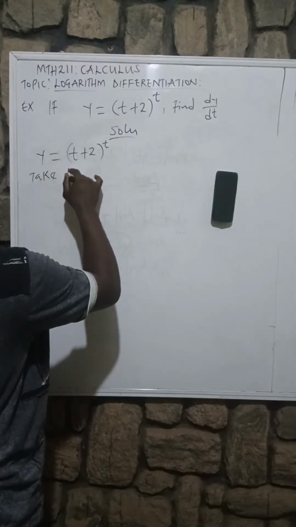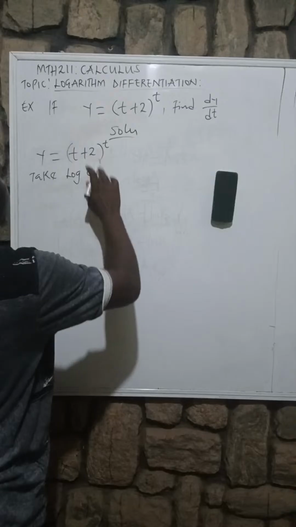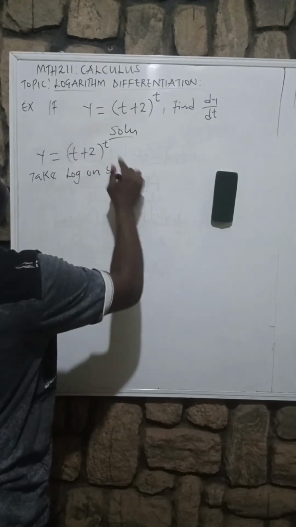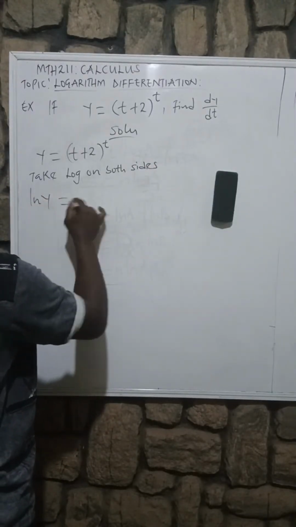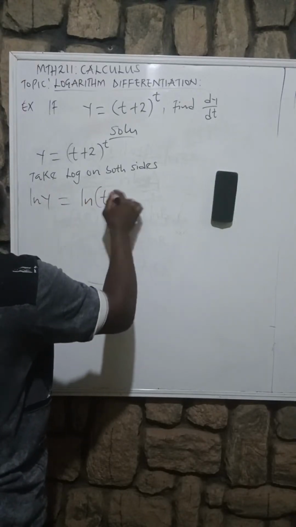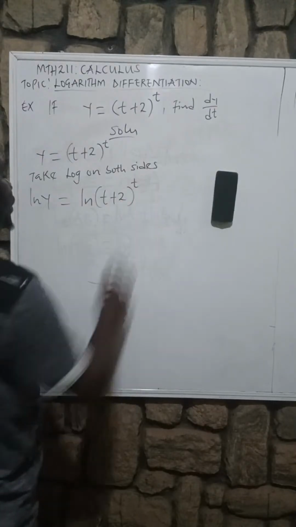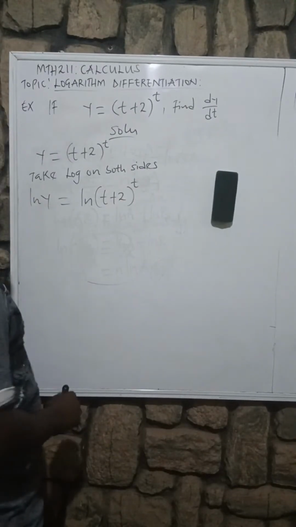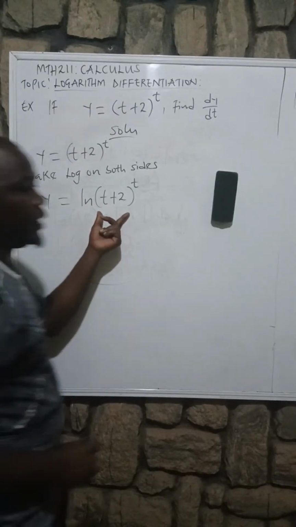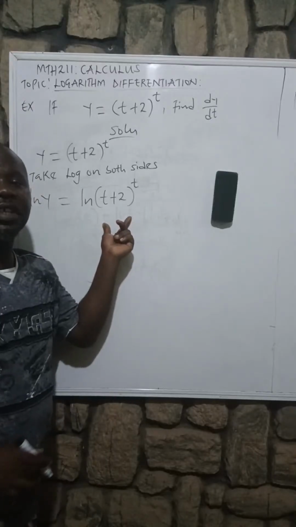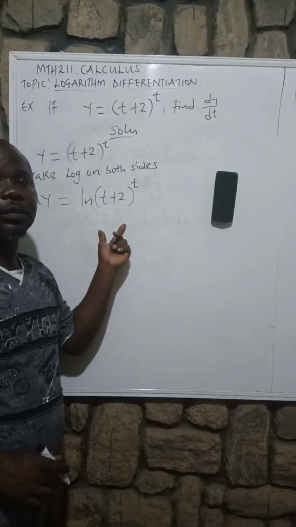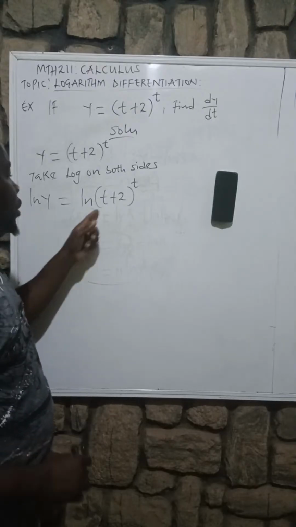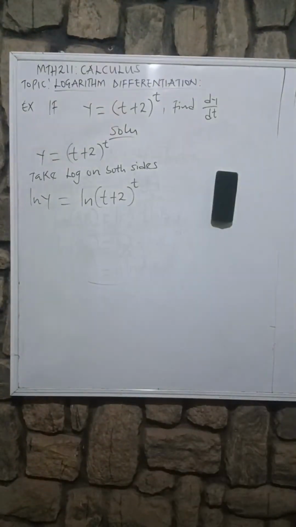take log on both sides. It means ln y equals to ln of (t + 2) raised to the power of t. Right? Do you agree with me? So look at the right hand side. Which of the laws is applicable here? Somebody should tell us. Look at how it is.